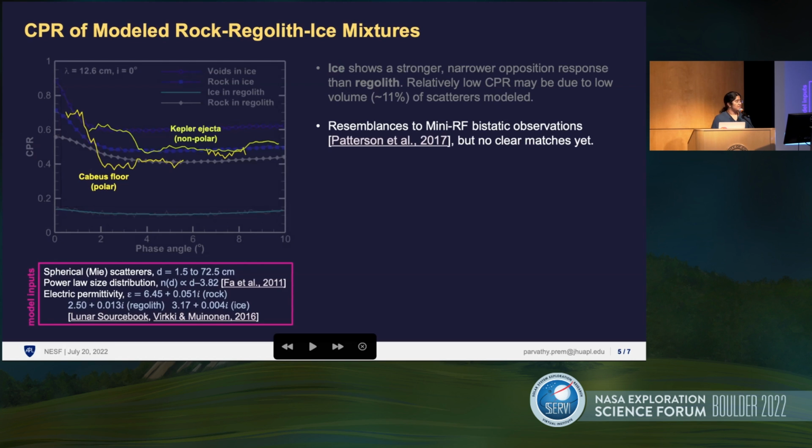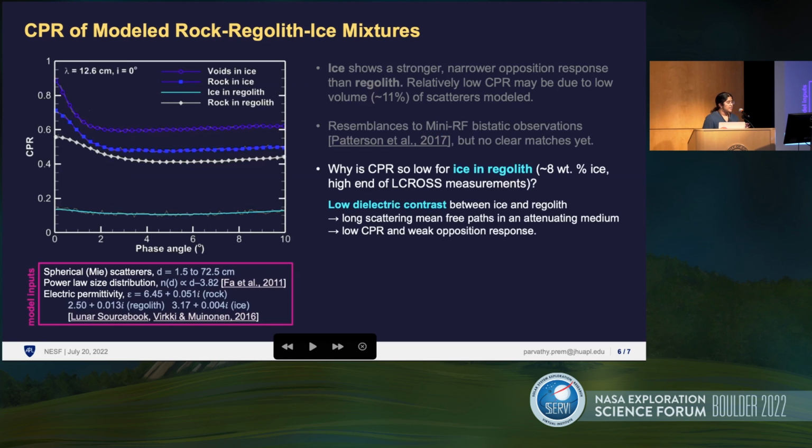We can be ambitious and overlay some real live mini-RF bistatic observations shown there in the neon colors. And you can see that there are some resemblances between the observations and the model results. So for instance, the presumably icy floor of Cabeus crater has this narrower, steeper opposition response compared to the more rounded response that you see in the Kepler ejecta, which is non-ice bearing. But at the same time, we're not yet at the stage where we can conclusively relate observations to model parameters.